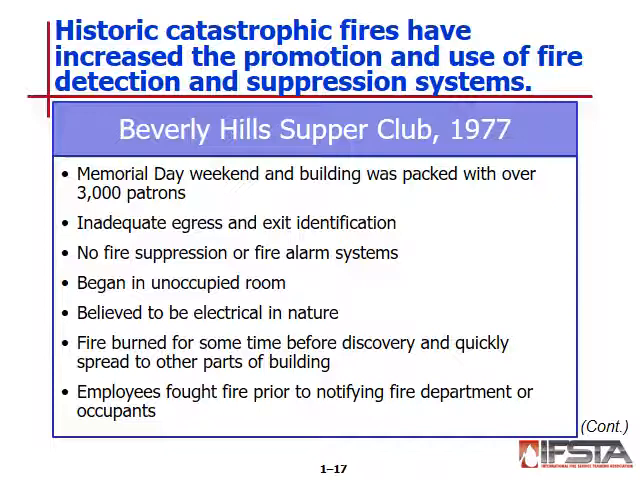The fire began in an unoccupied room, and it is believed to be electrical in nature. The fire did burn for some time before it was discovered, and at that point, it quickly spread to other parts of the building. The employees fought the fire prior to notifying the fire department or occupants. So they were trying to handle it themselves without being proactive and getting the appropriate people there to mitigate the fire and, of course, get folks out. They tried to handle it themselves, and, of course, they were unable to.